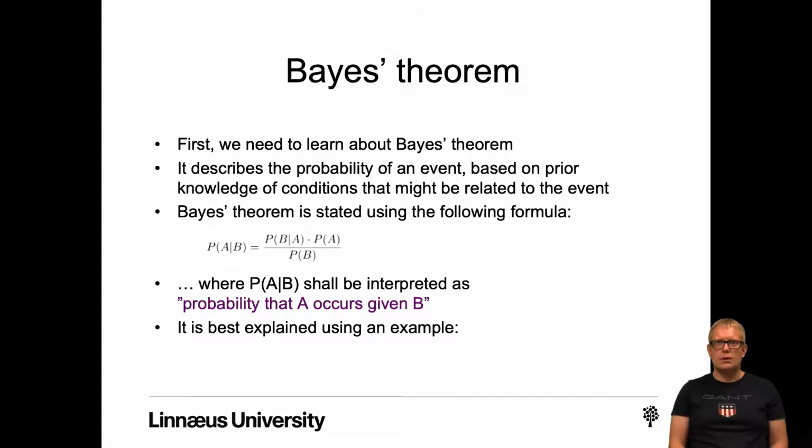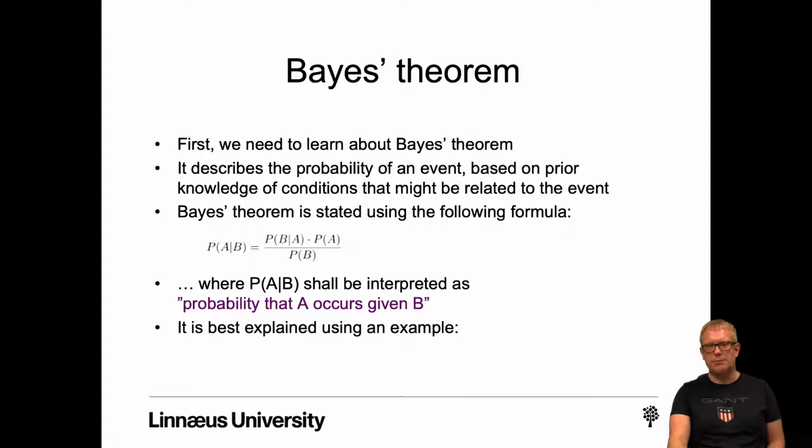To get started, we need to learn about Bayes' theorem. It describes the probability of an event based on prior knowledge of conditions that might be related to the event. Bayes' theorem is stated using the following formula: P(A|B) equals P(B|A) multiplied by P(A) divided by P(B). P(A|B) should be interpreted as the probability that A occurs given B.